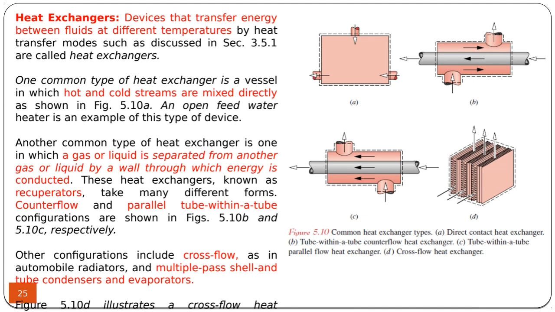For instance, the first one is the direct contact heat exchanger, because in this heat exchanger type, let's say hot fluid and cold fluid are mixed together to get warm fluid. Let's suppose this is hot, this one is cold, and they are mixed to get, let's say, warm fluid.